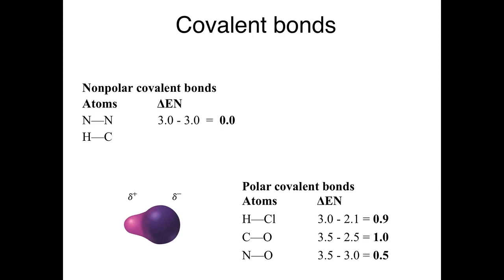Even if you are different elements, you can also still be nonpolar if your electronegativity difference is equal to or less than 0.4. So for example, in this case, the difference in electronegativity of hydrogen and carbon is 0.4, so it is still considered a nonpolar covalent bond. So you can depict that with electron density being shared equally among the two atoms.